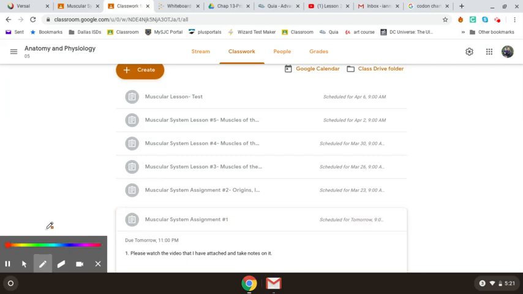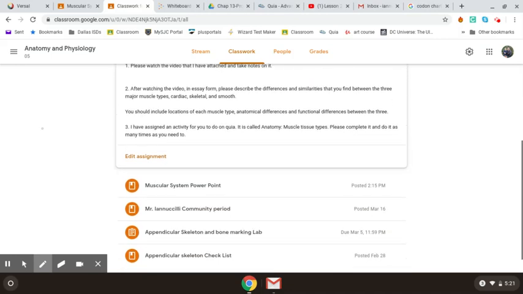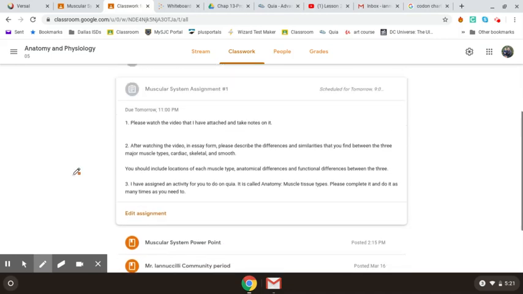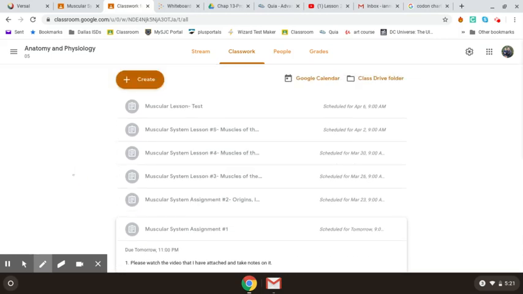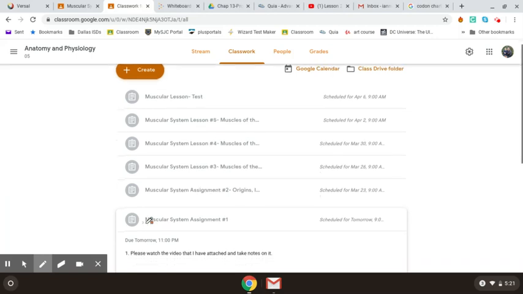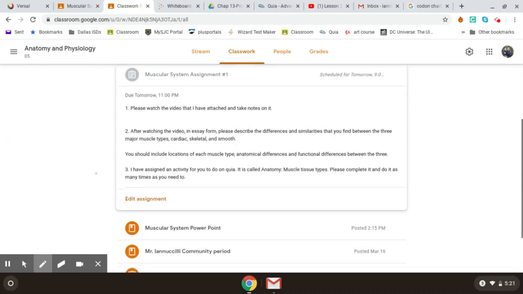We're going to be using one PowerPoint, and that PowerPoint is listed right here. We're going to be going through that PowerPoint a little bit for the first two assignments. And then for assignments 3, 4, and 5, we're going to be looking at diagrams and things like that. And then you will have a test. So let's take a look at the assignment for today.